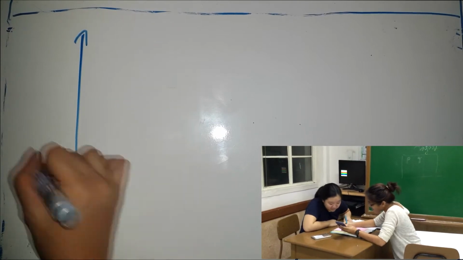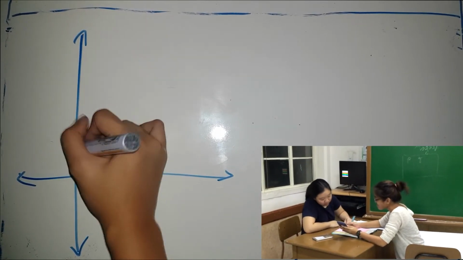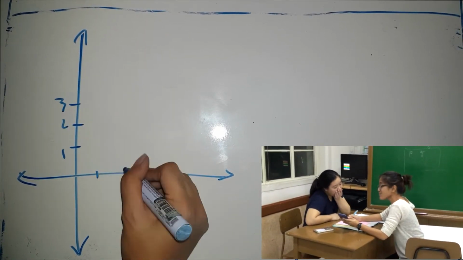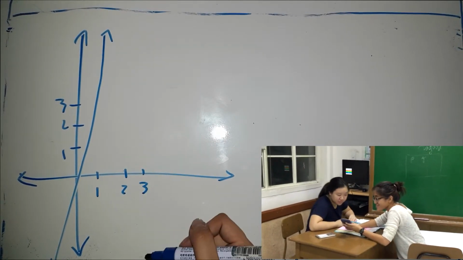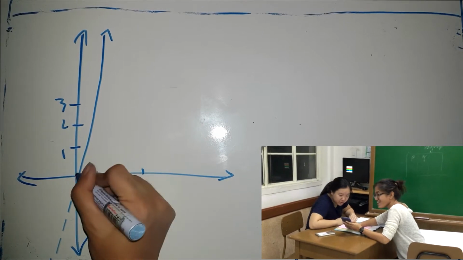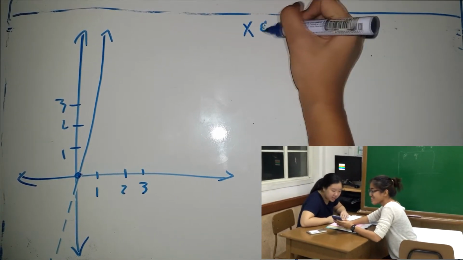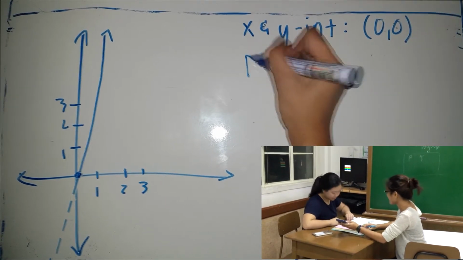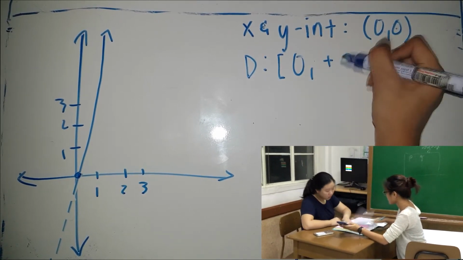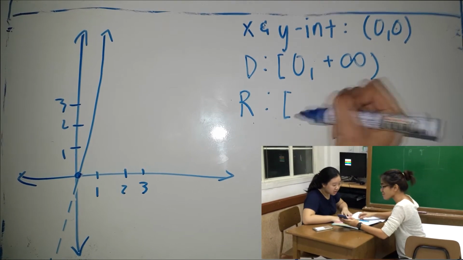Now for the graph. Since there is no negative value of any velocity, we'll only take its positive values. With that in mind, the x and y intercept is 0, 0, or the origin. Its domain is 0 inclusive to positive infinity, and the range is also 0 inclusive to positive infinity.